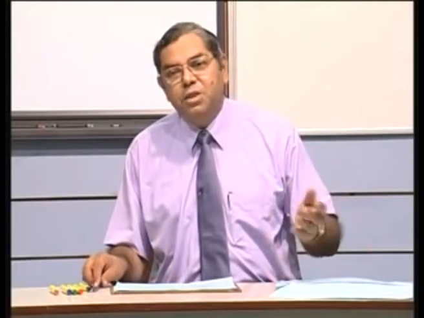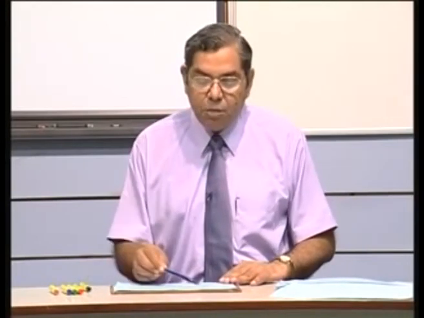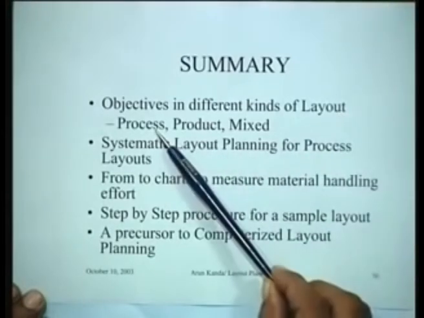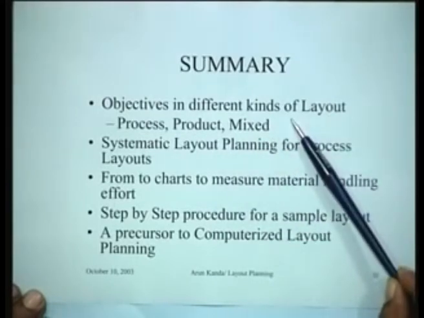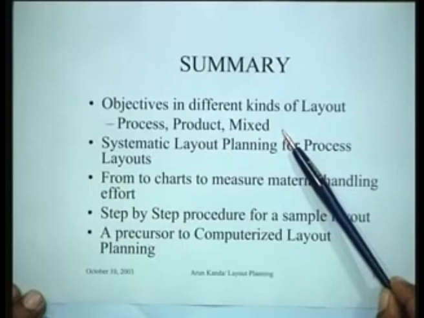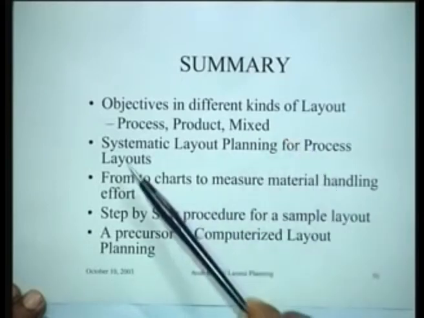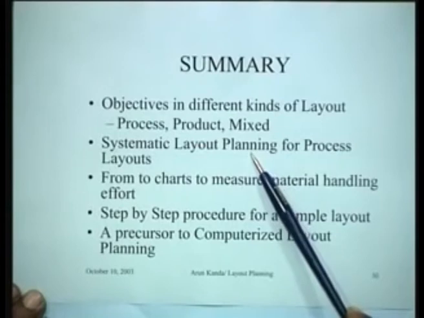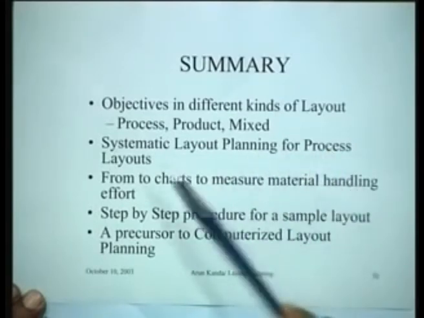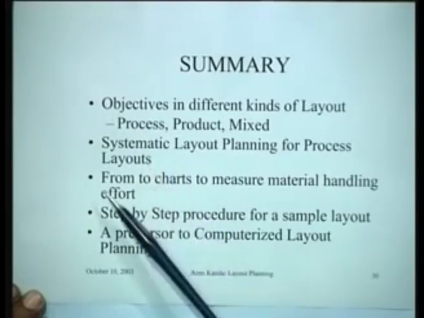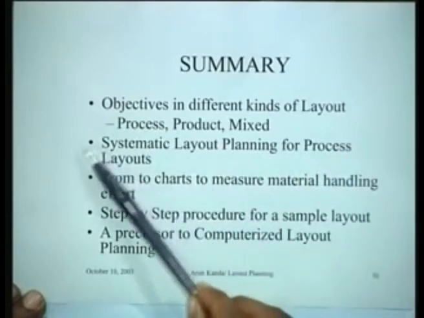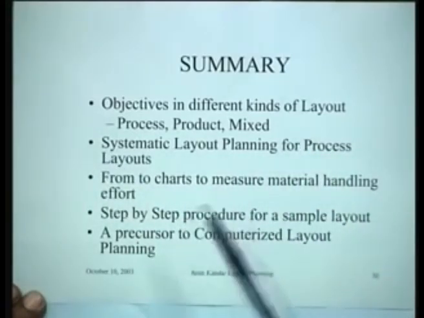And finally, when we look at what we have tried to do in this particular lecture, we have seen that the objectives in different types of layouts, whether you're talking about process layout or product layout or mixed layout or even cellular layouts, are different, and therefore the ways of handling these layouts are all different. Systematic layout planning is a systematic procedure for designing process layouts, and basically we looked at this procedure in this particular class to see how systematic layout planning can be done for process layouts.